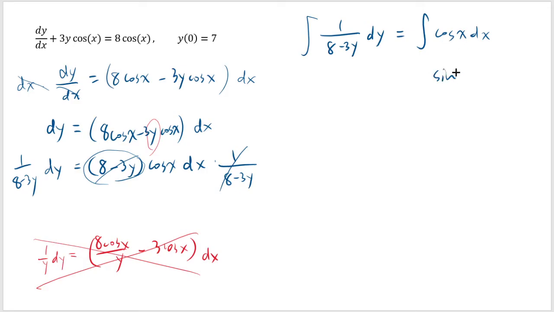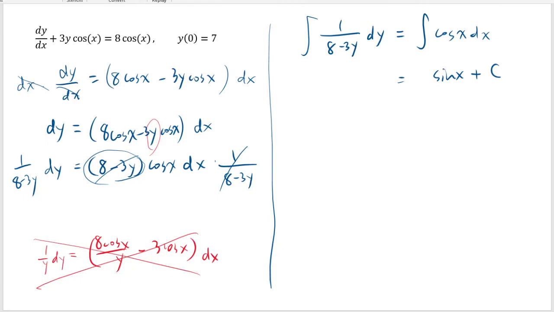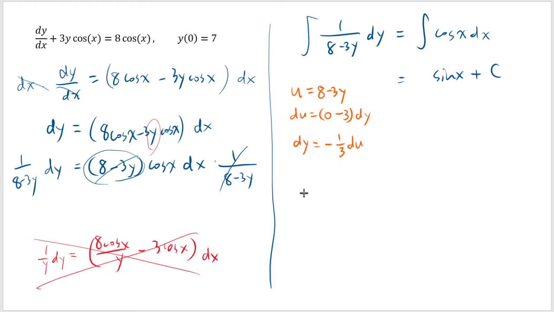Integral of cosine is sine x. Integral of this requires some U substitution, so let's do that. Set u equals 8 minus 3y. du is 8 differentiates to 0, negative 3 differentiates to negative 3 dy. So after dividing by negative 3, you get dy equals negative 1/3 of du. Right? And then this becomes integral of 1 over u times negative 1/3 du. Negative 1/3 can be pulled outside the integral.